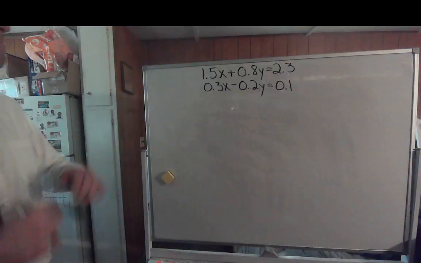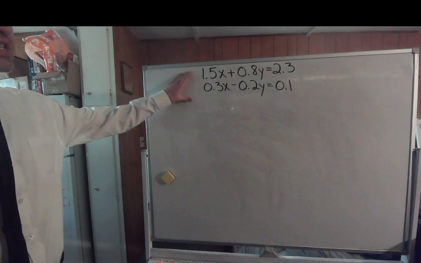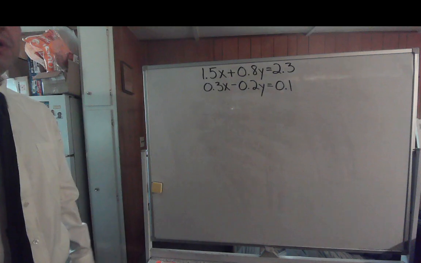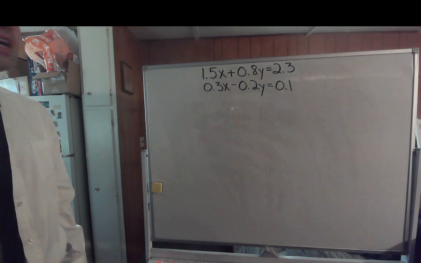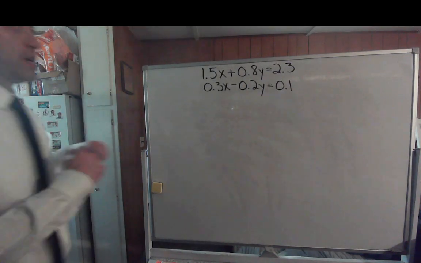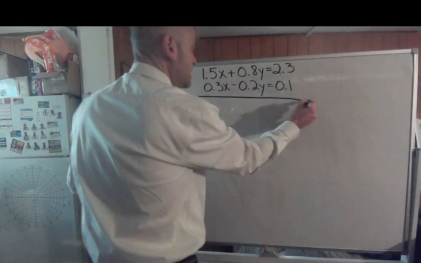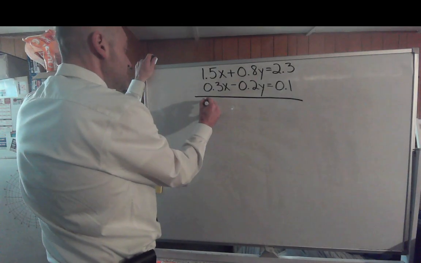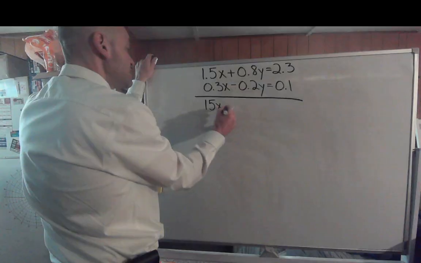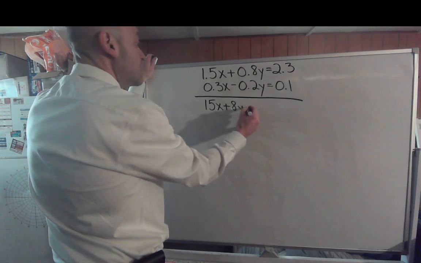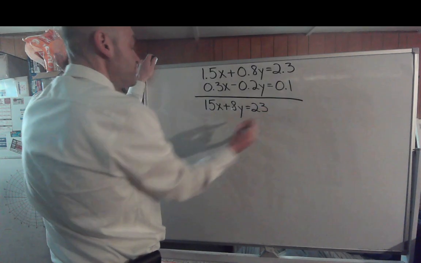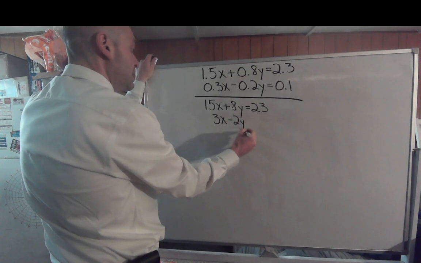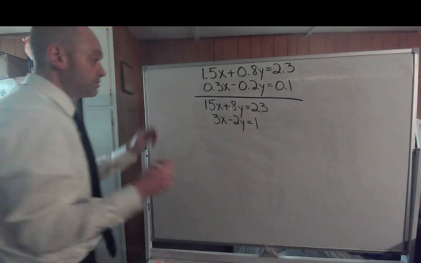All right, so we have a system of equations where you have decimals everywhere. How the heck are we going to deal with this? First thing I would do, get rid of the decimals from each of the equations. So there's only one decimal place in each, so we need to multiply both of these equations by 10. That's going to turn into 15x plus 8y equals 23, and then 3x minus 2y is equal to 1.